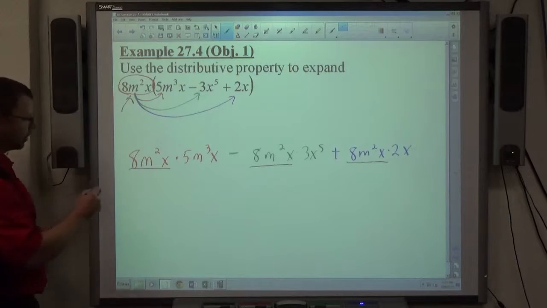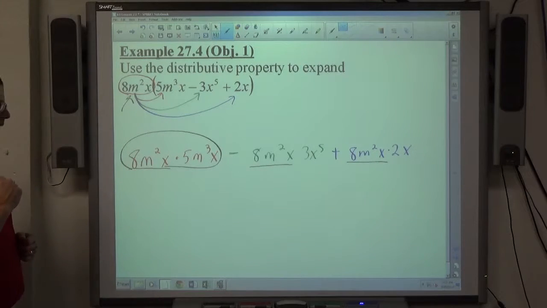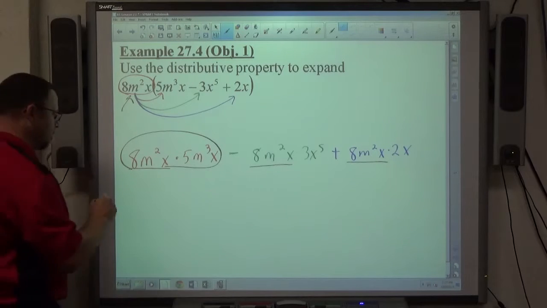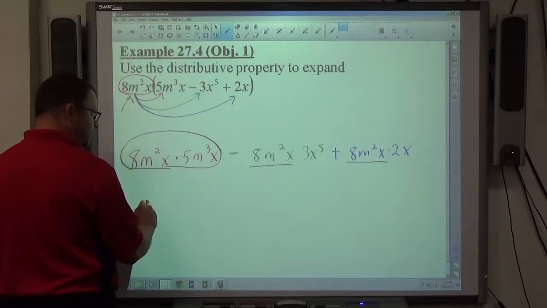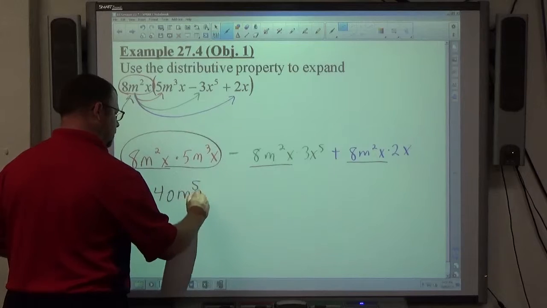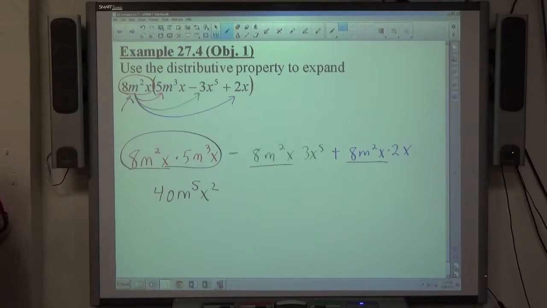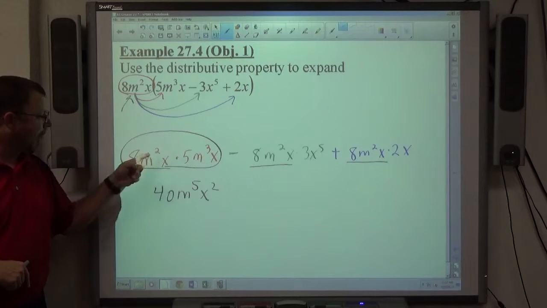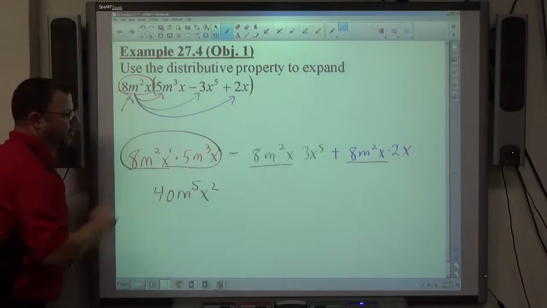Let's go with Liz. What's wrong with the red thing here? Too many x's and too many m's. And too many numbers. So, give me the simplified version of this first term. 40 m to the fifth x squared. Perfect. 8 times 5 makes 40 because the numbers multiply to make 40. M's are multiplied by adding powers, 2 plus 3 is 5. X is multiplied by adding powers, 1 plus 1 makes 2.